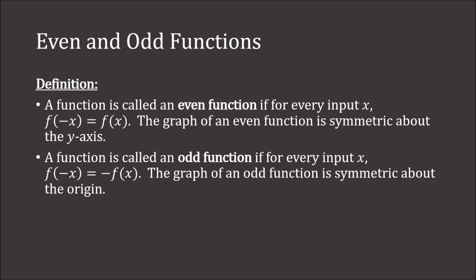So we now have even and odd functions. A function is called an even function if for every input of x, f of negative x is equal to f of x. The graph of an even function is symmetric about the y-axis. A function is called an odd function if for every input value x, f of negative x is equal to negative f of x. The graph of an odd function is symmetric about the origin.